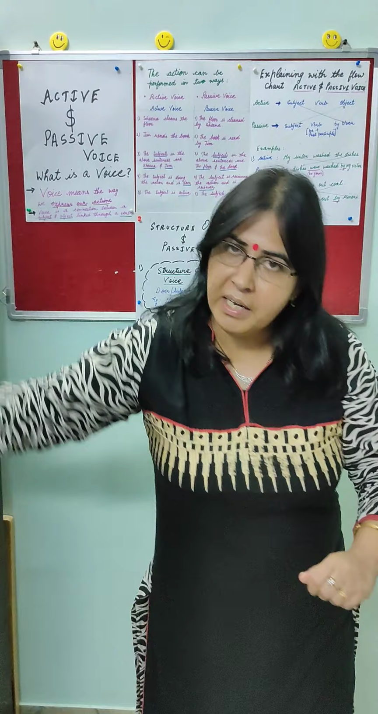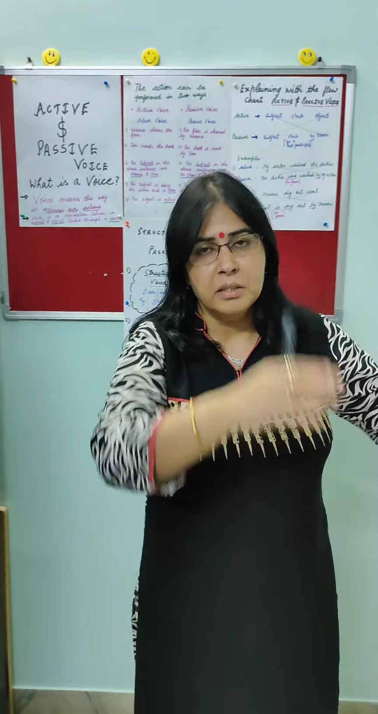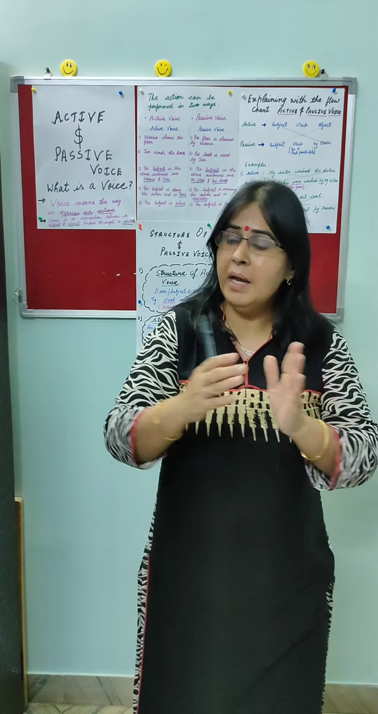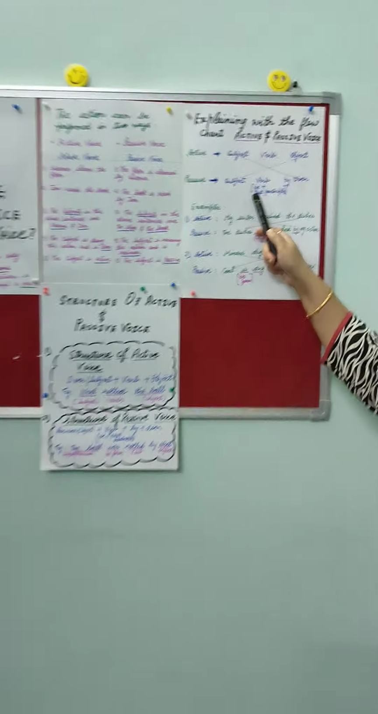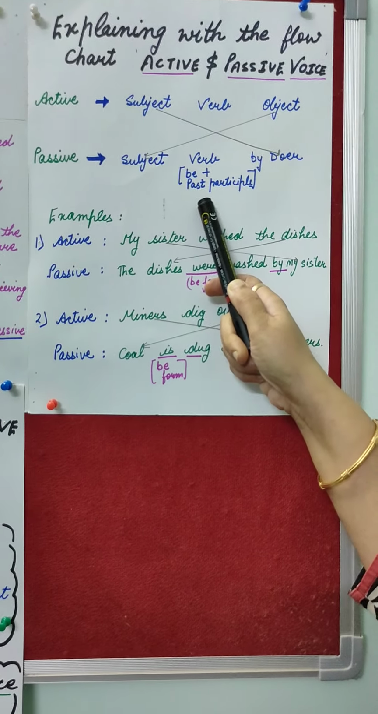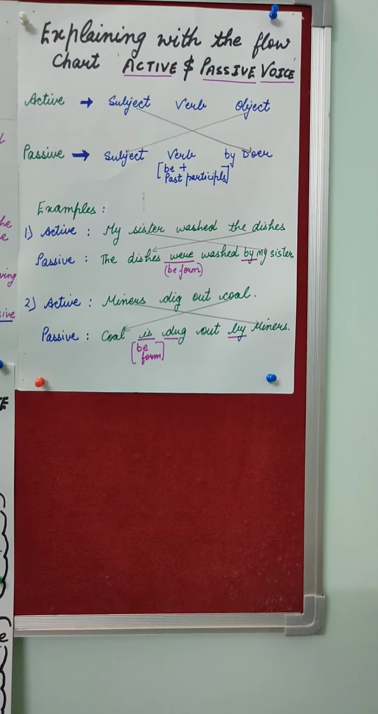In active voice, the structure is subject, verb and object, whereas when we come to the passive voice, the object becomes the subject, the doer goes at the end, which is preceded by "by", and the verb is used with the be form, that is am, are, was, were, has, have, had, with the past participle of the verb. It can be better explained with the help of examples.